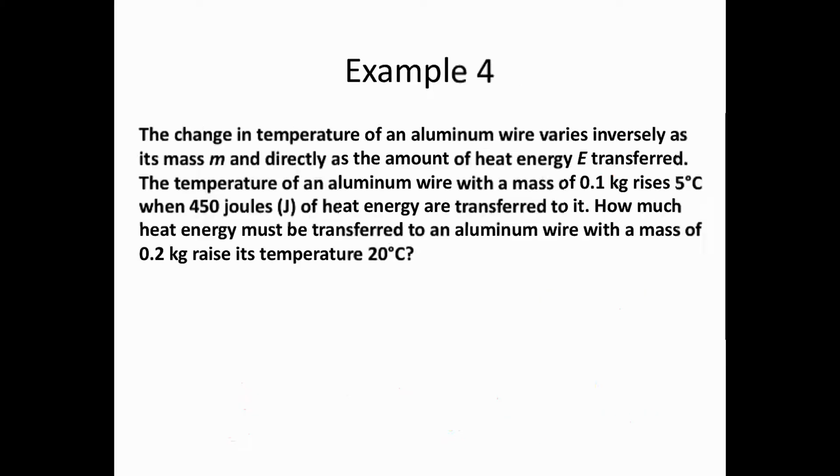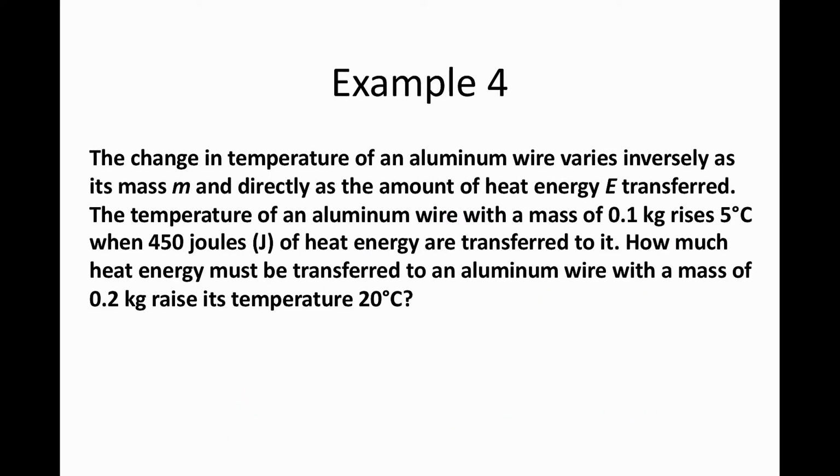So the change in temperature of an aluminum wire varies inversely with its mass m and directly as the amount of heat energy E transferred. Let's just stop there. Let's take what we know, apply some variables. We're already given two variables, m and E. What we don't have is the change in temperature.